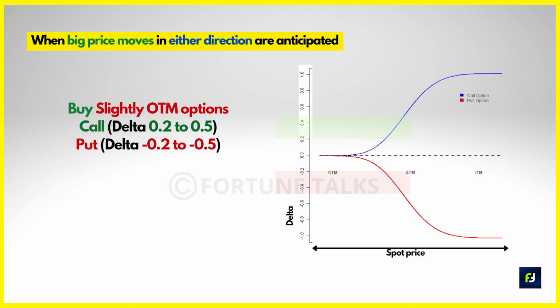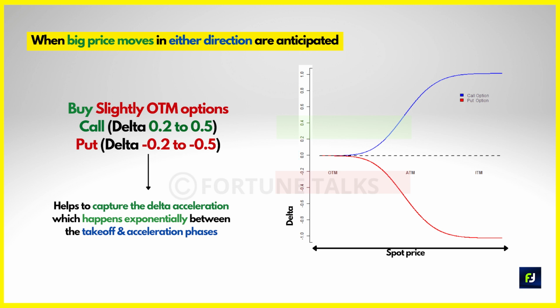The other important point is that when you expect big price moves in the underlying, then buying slightly out of the money options makes sense, given the fact that delta acceleration really comes into action during the takeoff and acceleration phase. During big price moves in the underlying, the slightly OTM options tend to move quickly between the stages of ATM to slightly ITM, giving you massive returns.